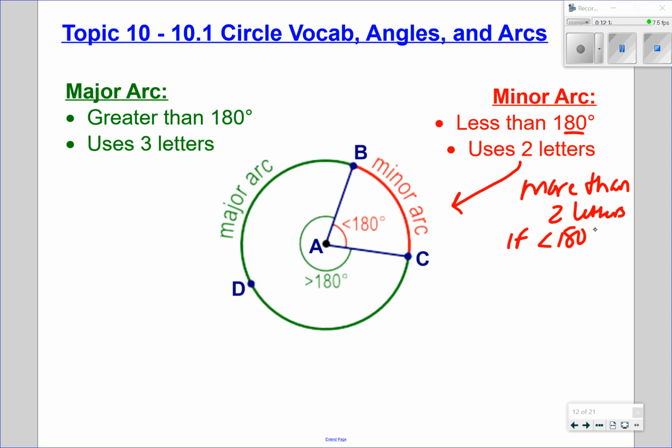Your major arc has to be more than 180 degrees and typically is going to be denoted or notated by 3 letters.